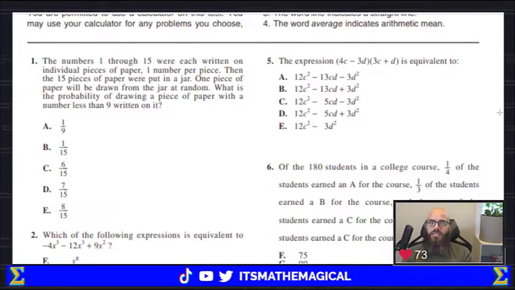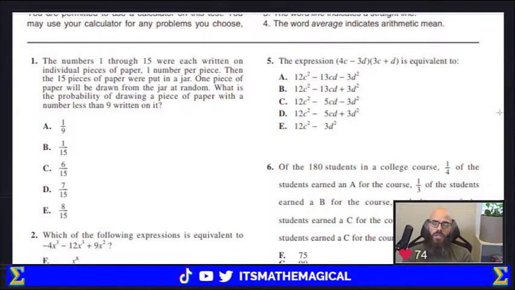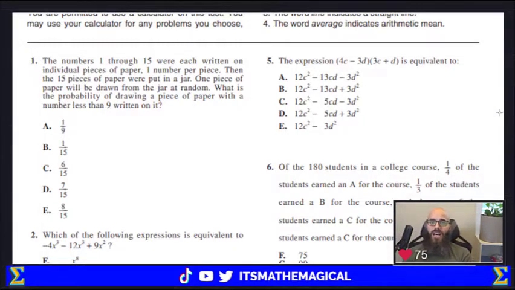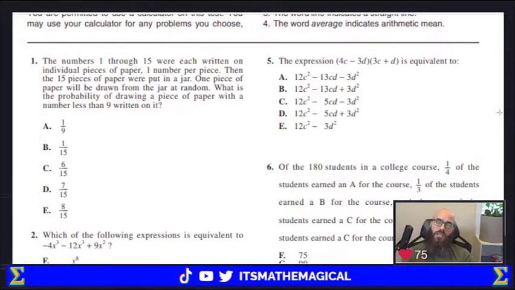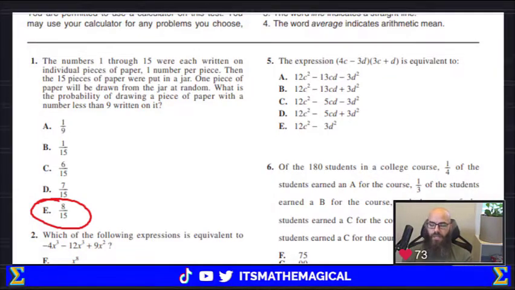The goal in this test is obviously to get the correct answer, but you also have to remember your time constraint. So let's think about it without drawing a picture or anything. How many numbers 1 through 15 are less than 9? So 9 is not included. So you got 1, 2, 3, 4, 5, 6, 7, 8, right? So 8 out of 15 is the answer here. Numbers less than 9. So if I put 1 through 15 in a jar and I pick a number, I have an 8 out of 15 chance of choosing a number less than 9. All right. So be careful with the wording.